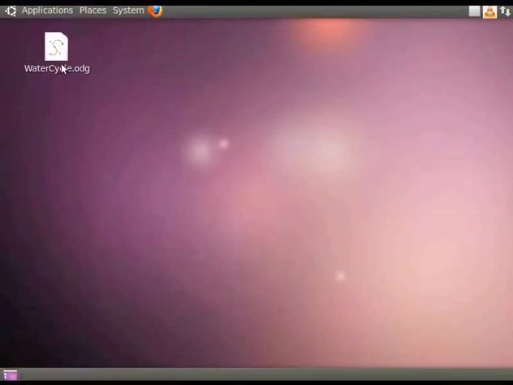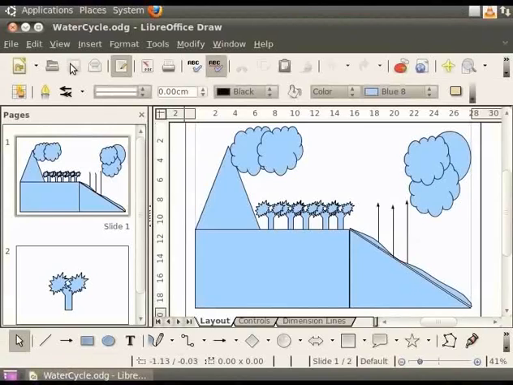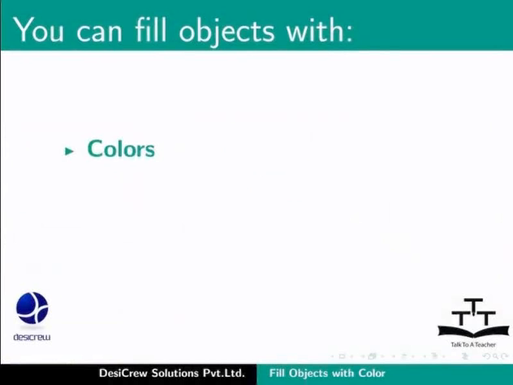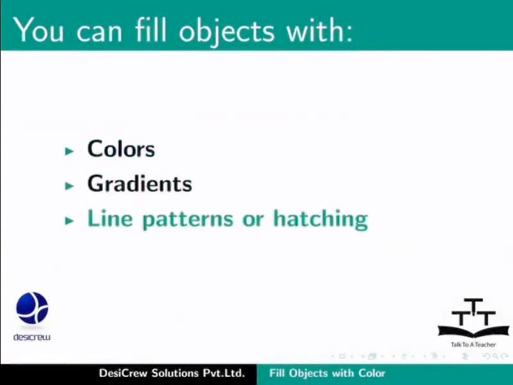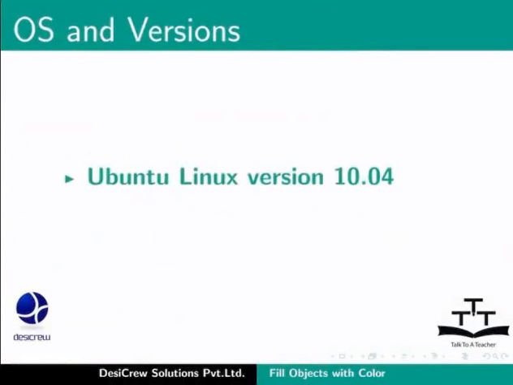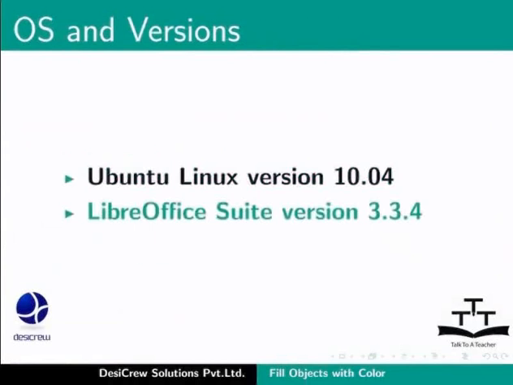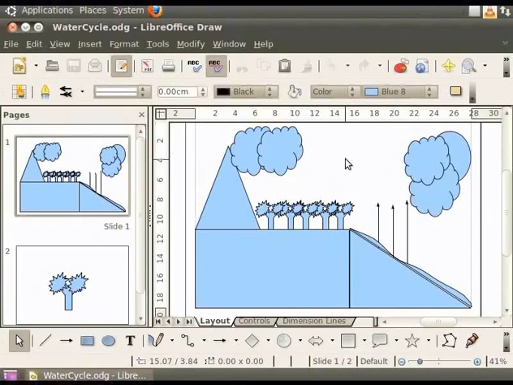Let us begin by opening the file Water Cycle. You can fill objects with colors, gradients, line patterns or hatching, and pictures. Here we are using Ubuntu Linux version 10.04 and LibreOffice Suite version 3.3.4. Let us color the water cycle diagram.